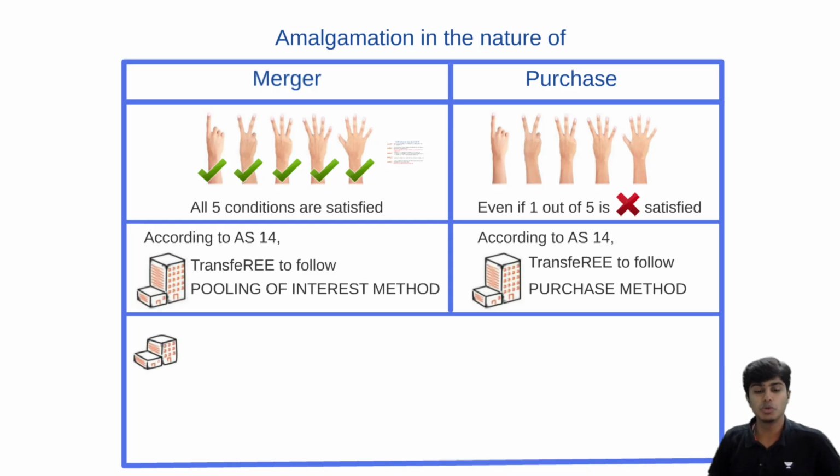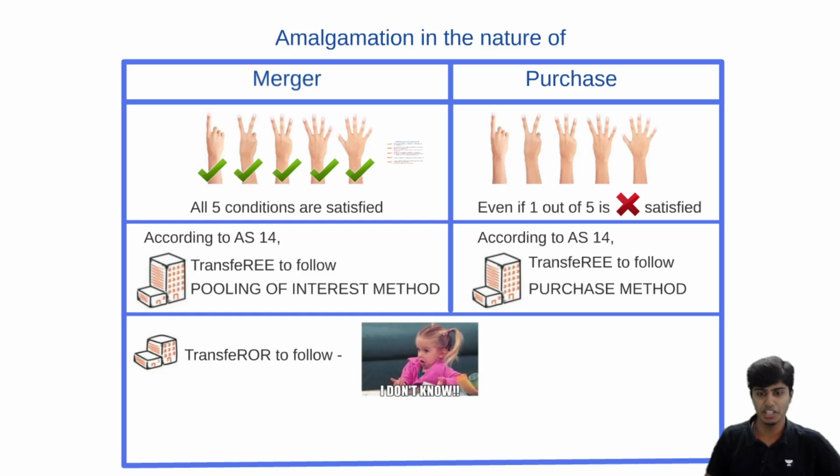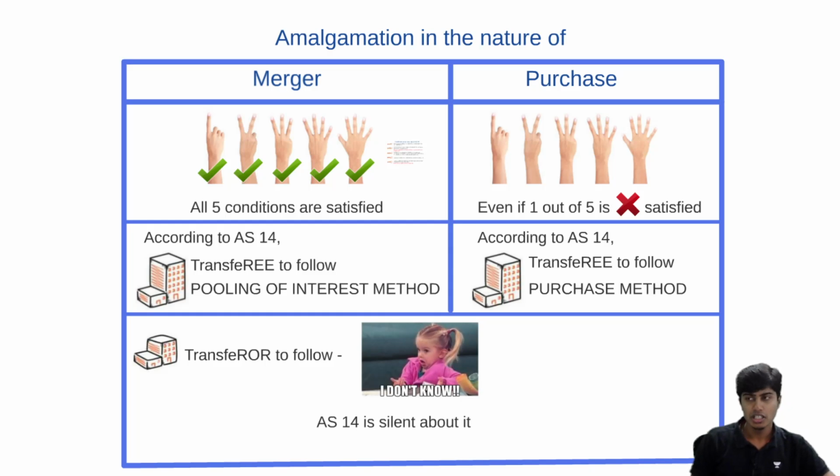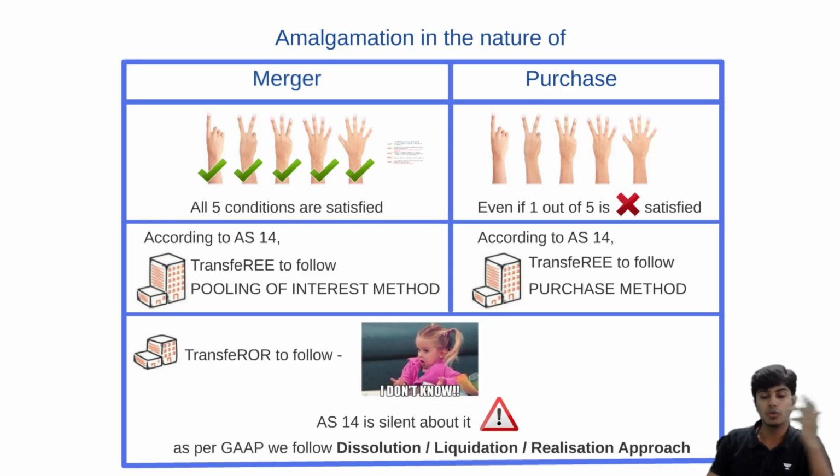And accounting in the books of the transferor is not mentioned anywhere in the standard. The standard doesn't say. So there's a big question mark. What to do? We follow GAAP, generally accepted accounting principles, which request us to follow dissolution, liquidation, or realization. Got that, guys?